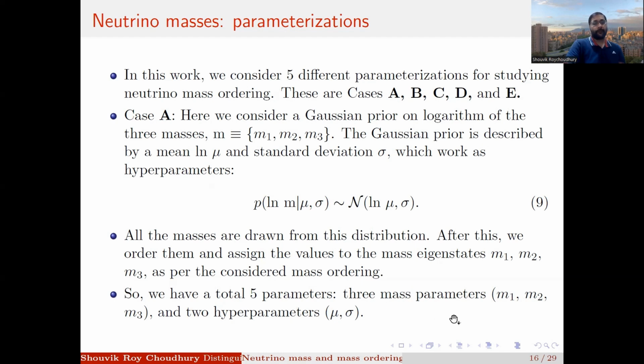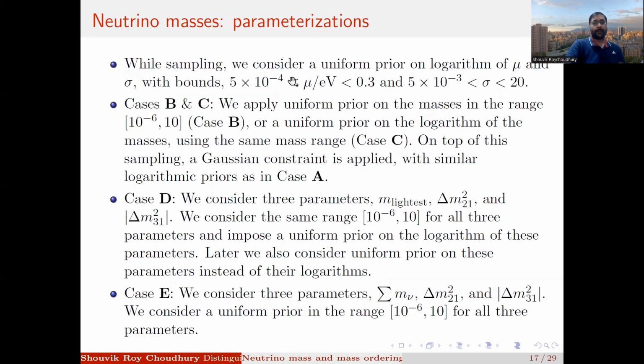So we have a total of 5 parameters: 3 mass parameters and 2 hyperparameters, mu and sigma. And while sampling, we consider a uniform prior on the logarithm of mu with bounds like this for mu and sigma. So this seems like a complicated prior, and it is. And this is what gave strong evidence for neutrino mass ordering, the normal ordering, in a previous paper.